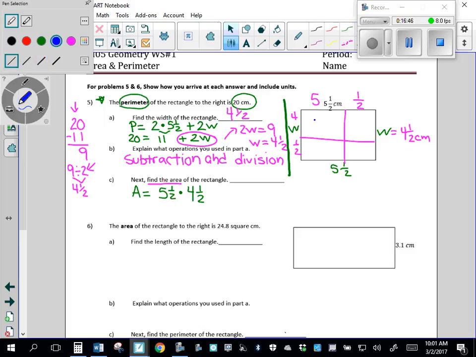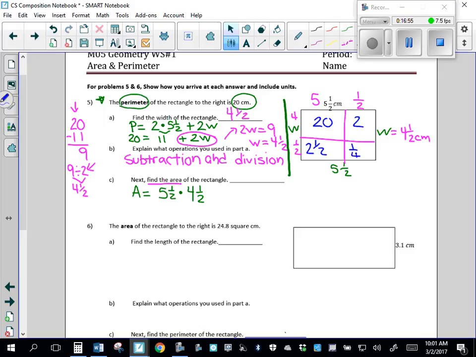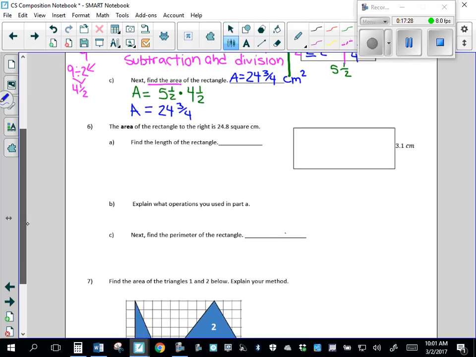So 4 times 5 is 20. Half of 4 is 2. Half of 5 is 2.5. And half of a half is a fourth. So when I add all of that up, 22, 24, plus a half and a fourth, my area is 24 3/4. And so 24 3/4, or 0.75, squared centimeters. Let's look at the next part.